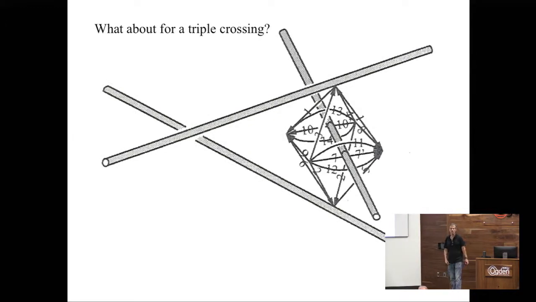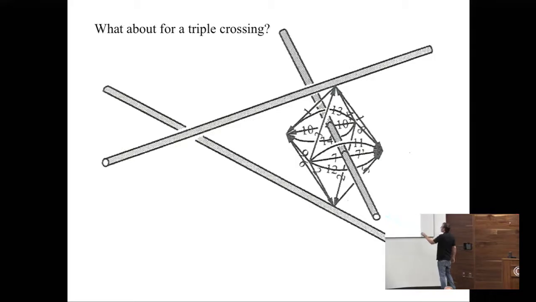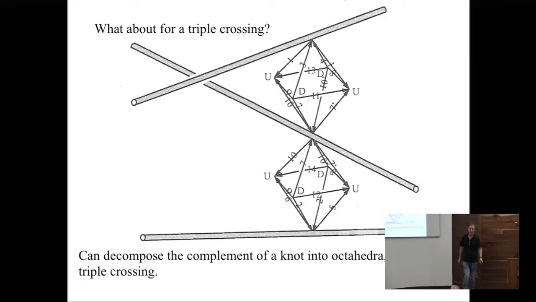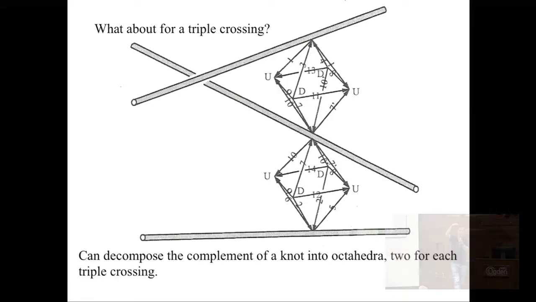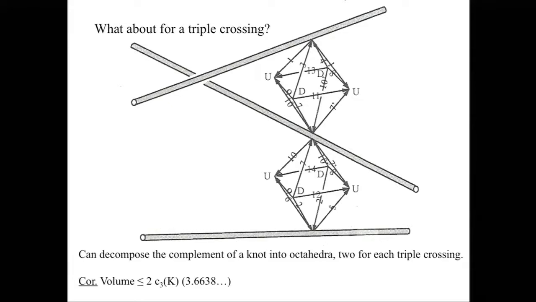What about for a triple crossing? I take my original octahedron and I skewer it with the middle strand, okay? Then I cut it open along these faces, and I actually get 2 octahedra. So one between the top strand and the middle one, and one from the middle to the bottom, okay? So we can decompose the complement, and then you can do this at every triple crossing, and you can decompose the complement of the knot into octahedra, 2 for each triple crossing, which says, therefore, the volume is less than or equal to 2 times the triple crossing number times 3.6638, okay?